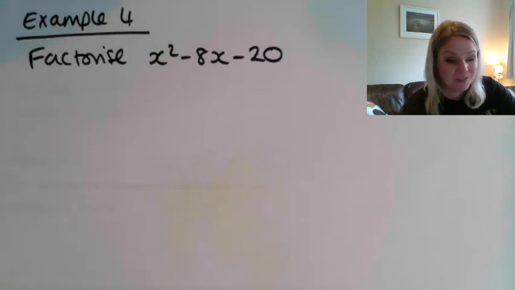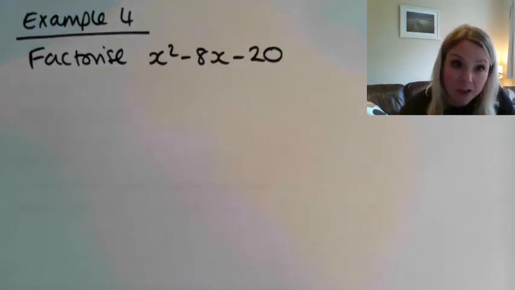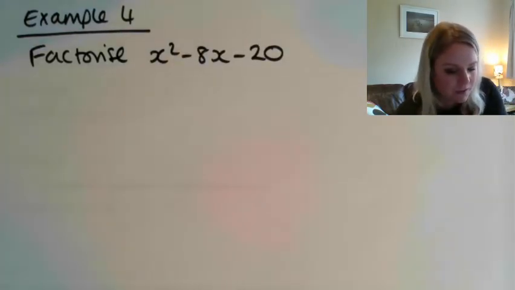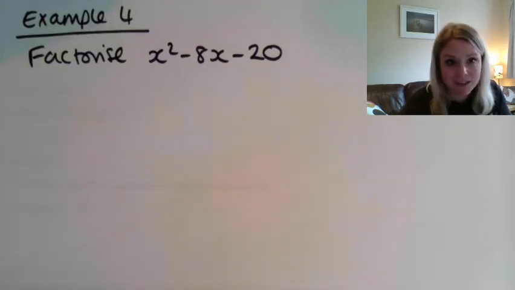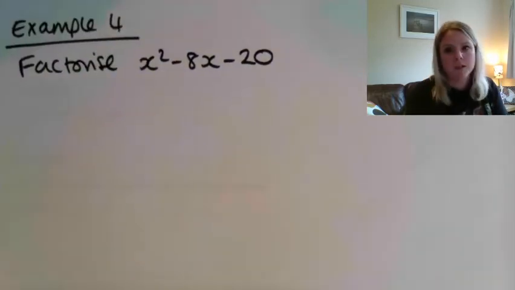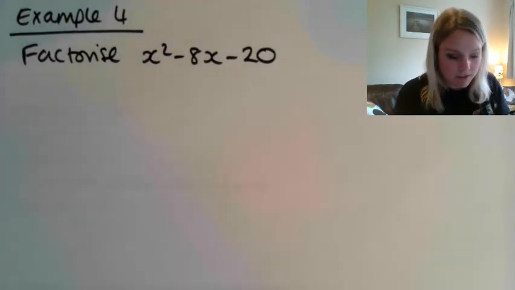Hello. So, example 4 on factorising quadratics. And again, remember there's no room, so write it out on a different page. Here's mine. So, factorise x squared minus 8x minus 20. Let me just check I copied that right. Yep. Okay, so remember, first step, write out what a, b and c are.